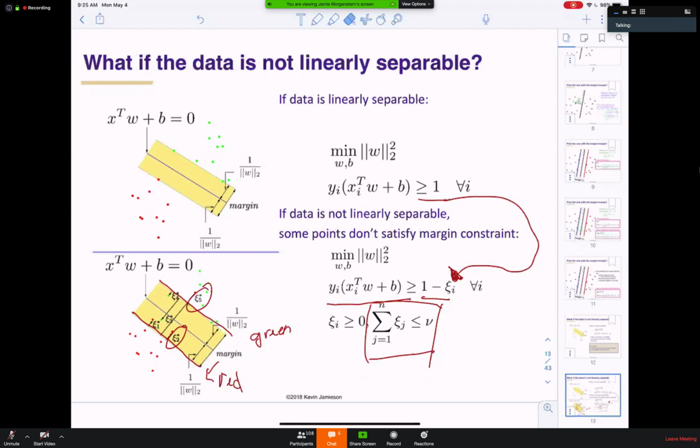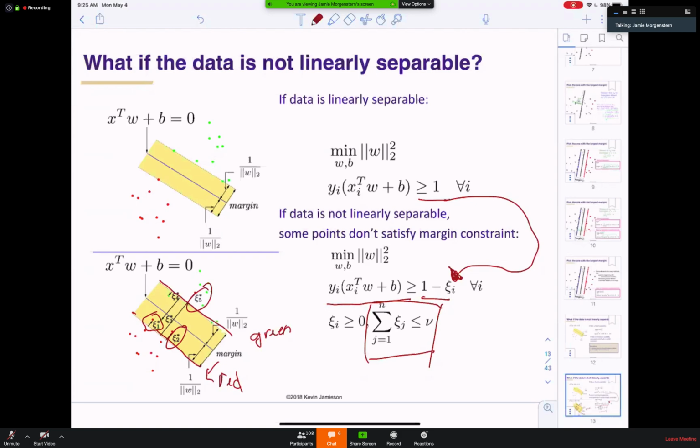Okay. And also notice that we're not only penalizing the points which are misclassified by this classifier, we're also penalizing points that are on the right side that are violations of the margin. Okay.